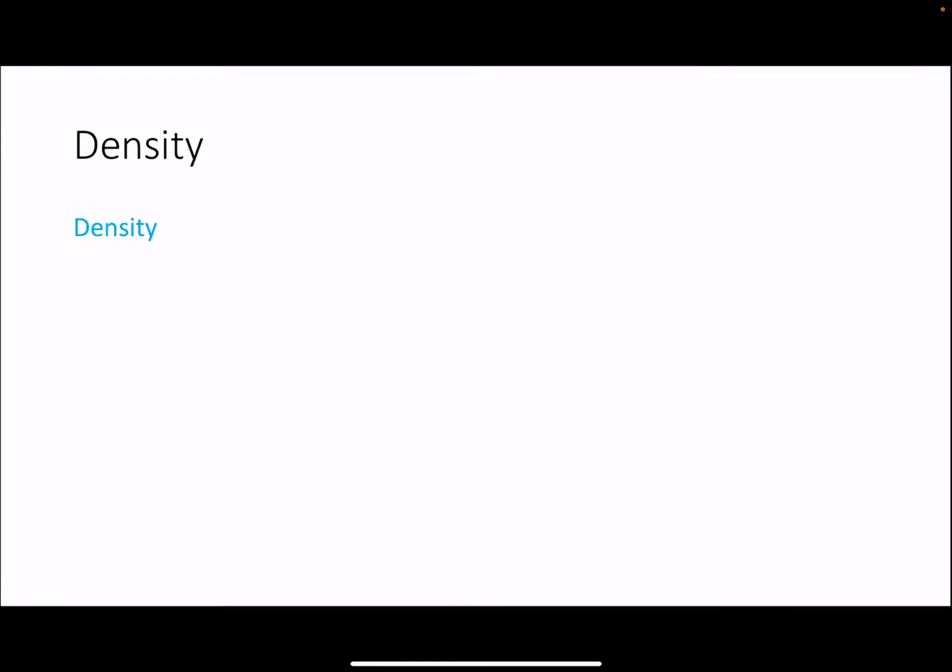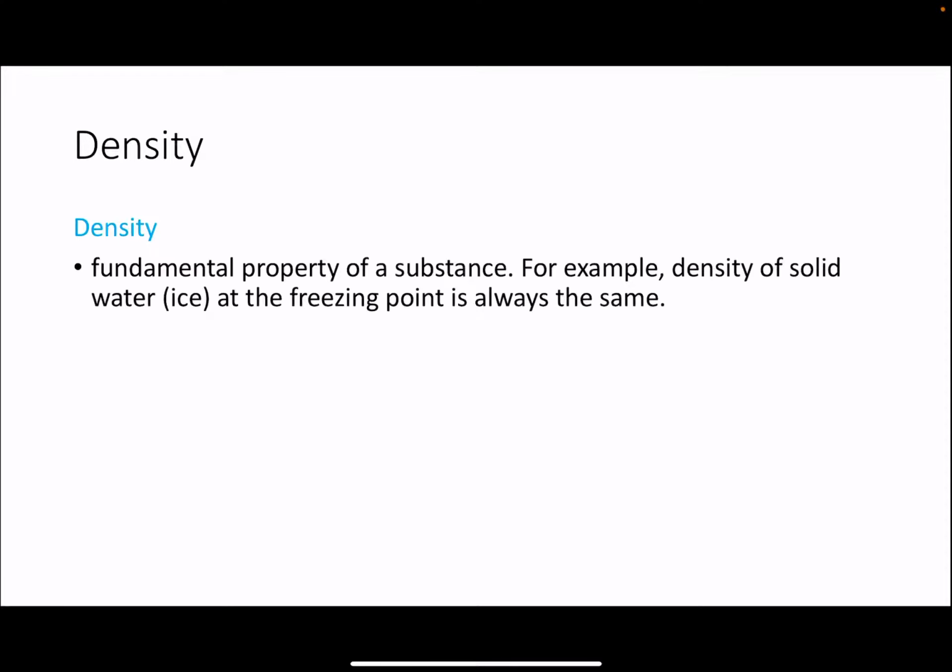Okay, so density, everybody should know what this is, is a fundamental property of a substance. So the density of solid ice or the density of pure iron or copper will always be the same given constant temperature and pressure. It doesn't matter where you are. You could be on Mars, on Earth, or on Jupiter, and the density of that material is a fundamental property of the material.